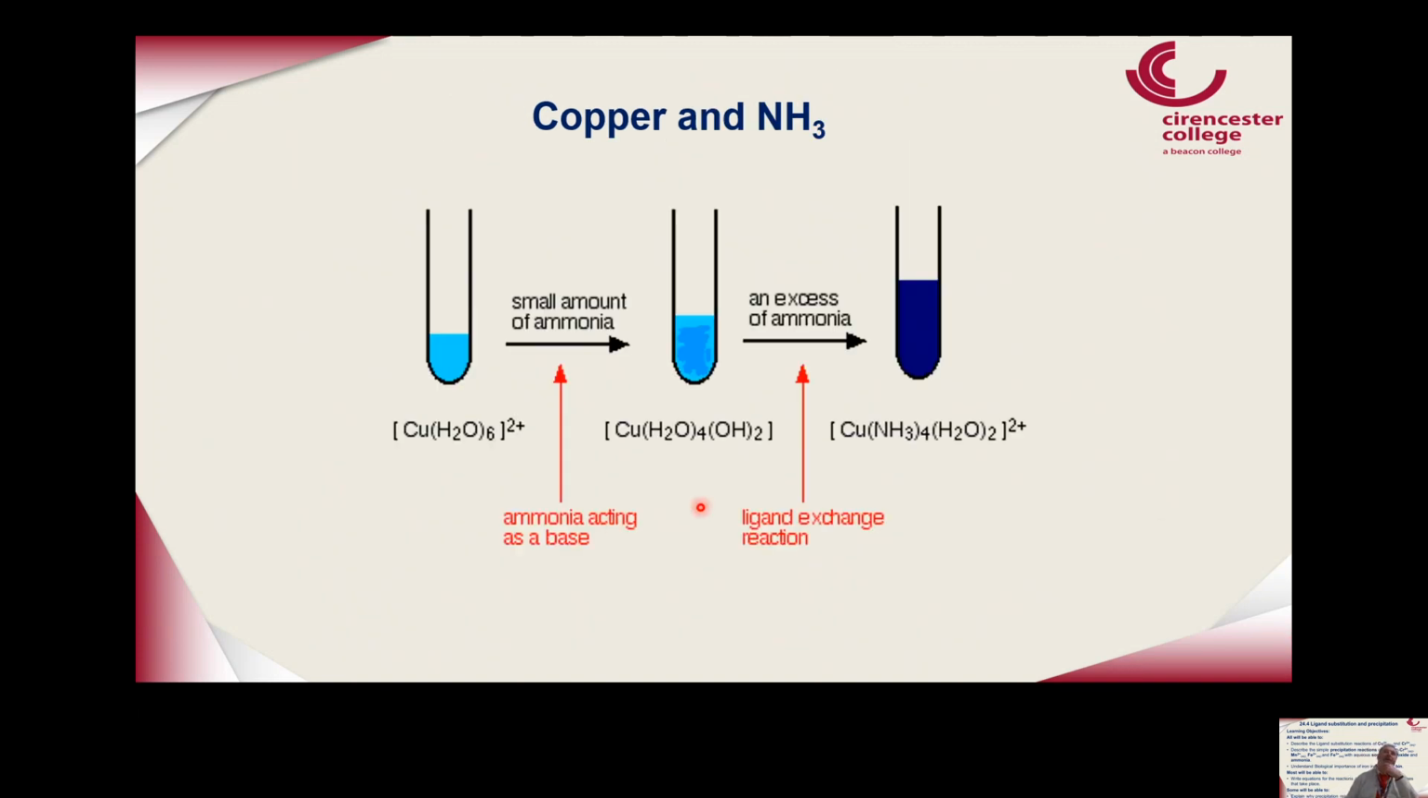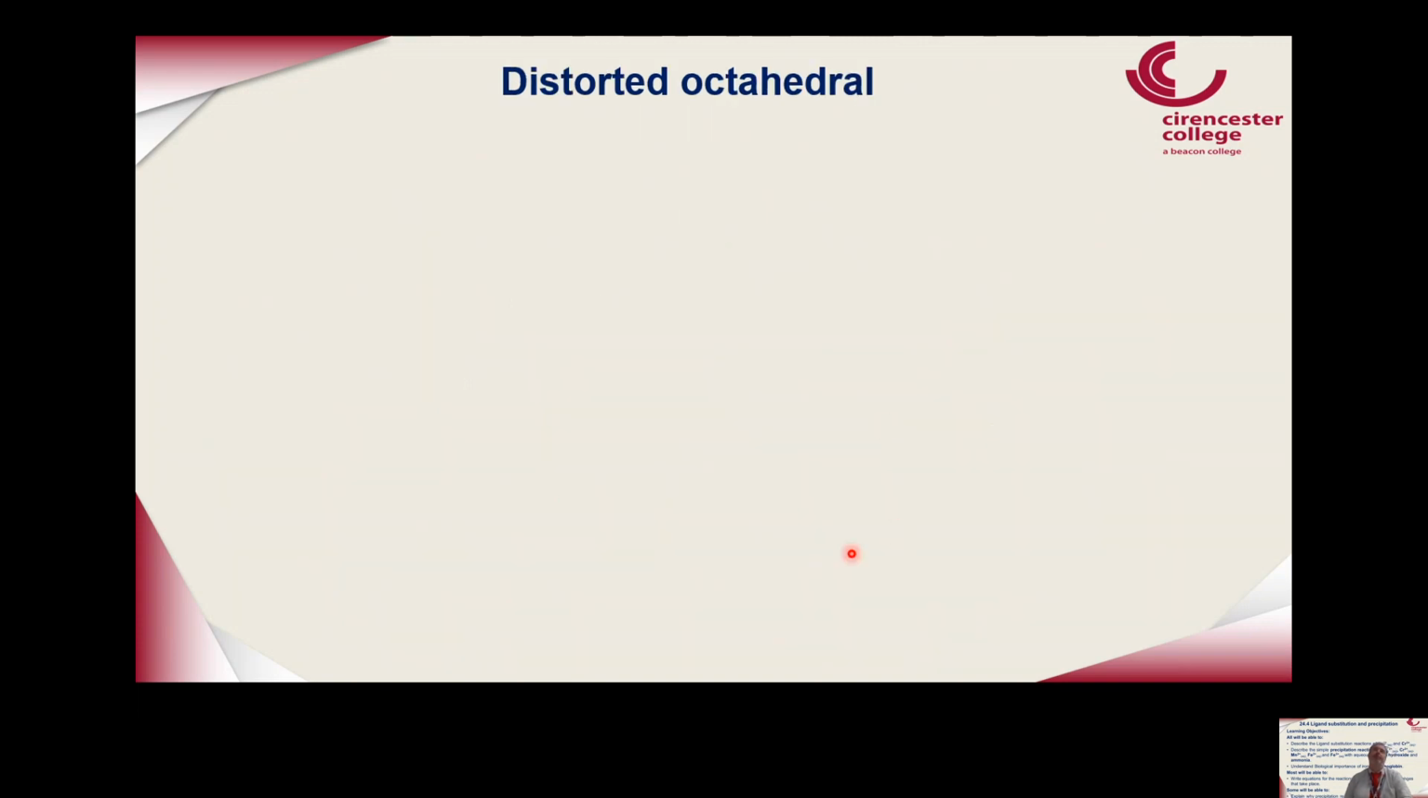So copper and ammonia looks like this. First off, we add a small amount of ammonia and we get the hydroxide formed. Then if we add more, we get that nice dark blue color. The first part is an acid-base reaction: the ammonia is the base, the complex is the acid, and we get this precipitation. Then if we add excess ammonia, we've got a ligand exchange going on.